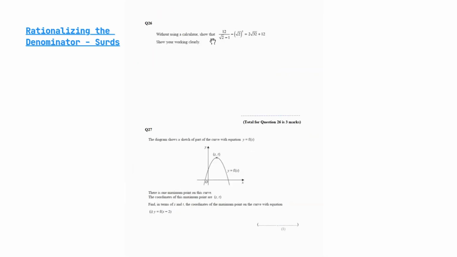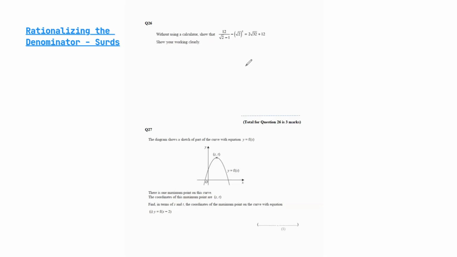Then it says without using a calculator, show that 12 over root 2 minus 1, minus root 2, whole power 5, equals 2 root 32 plus 12. So this question is for surds. And over here, we are dealing with prime factorization also and rationalizing the surd as well.